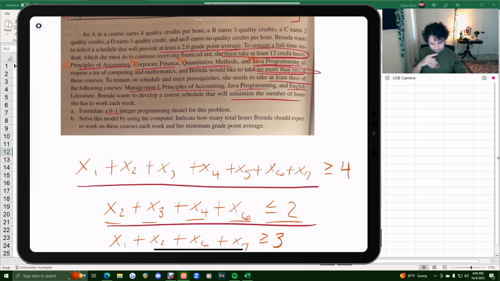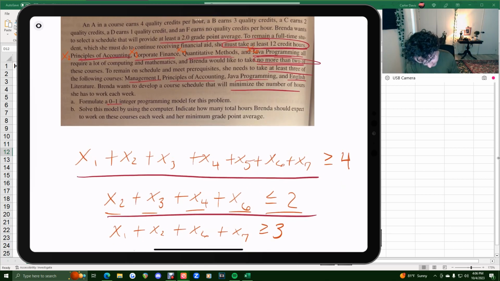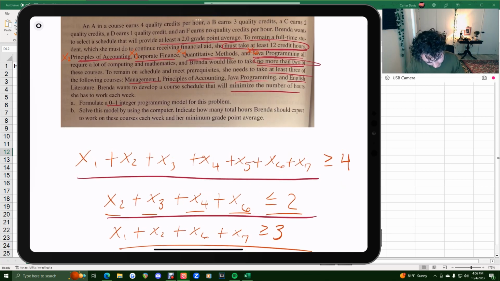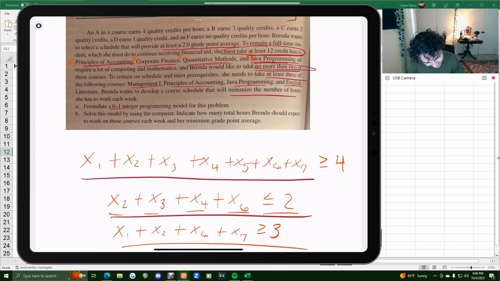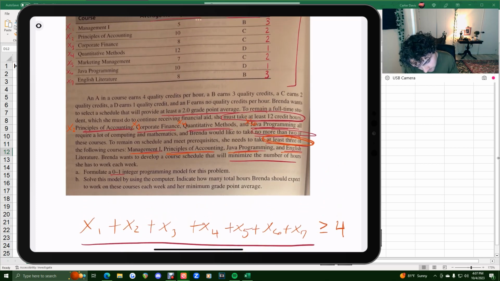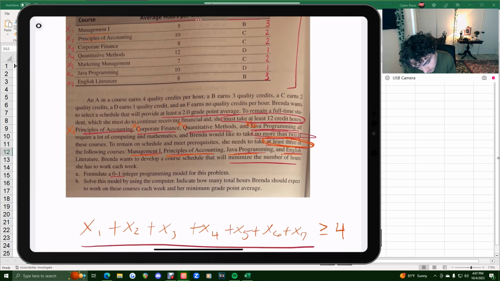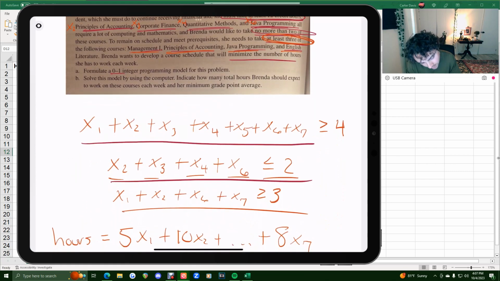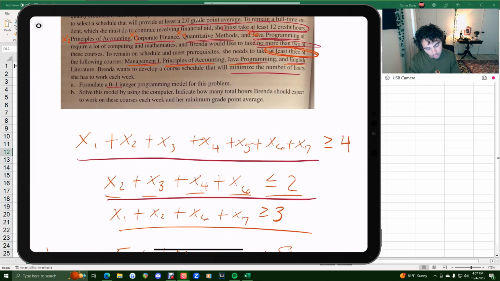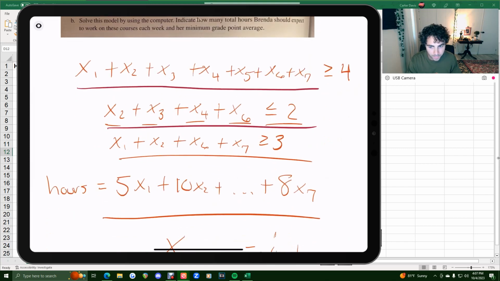Okay? So this next one, we have X1, X2, X6, X7 greater than or equal to 3. Hopefully it's clear that that comes from this part here where they say she needs to take at least 3 of the following: management, principles, Java, and English. So those are just management, principles, Java, English, X1, X2, X6, X7. She needs to take at least 3 of them, so greater than or equal to 3.